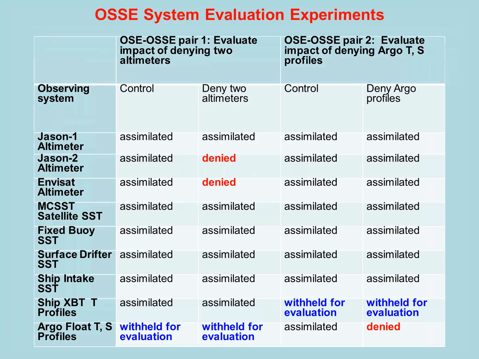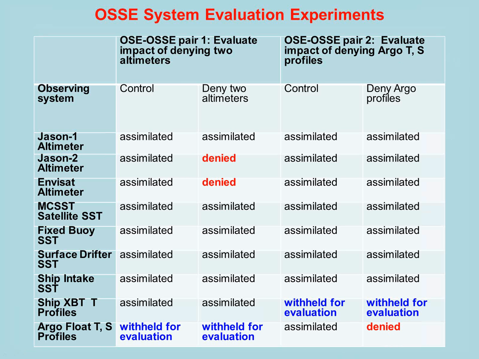On the left, we have the various observing systems we're assimilating. There are two OSE/OSSE pairs that we run. The difference between the control and the other experiment is that we deny two altimeters. The control assimilates all observations, except for one that's withheld for evaluation, in this case the Argo floats. Here we deny two of the three altimeters. The second pair, the control experiment, assimilates all observations except ship XBT profiles, which are withheld for evaluation. The difference between these is that we deny the Argo profiles.